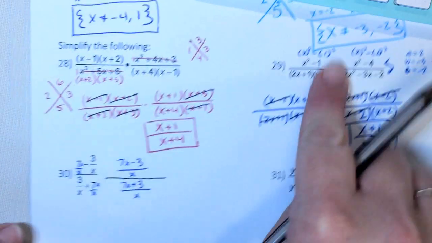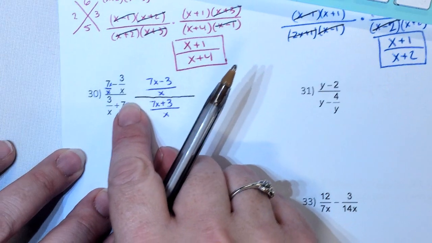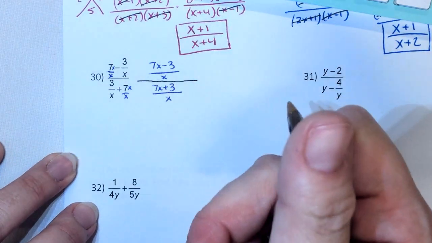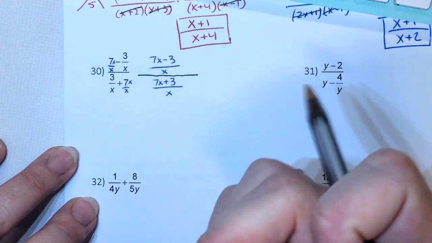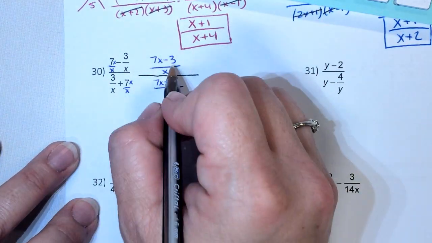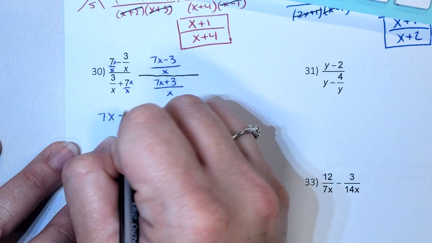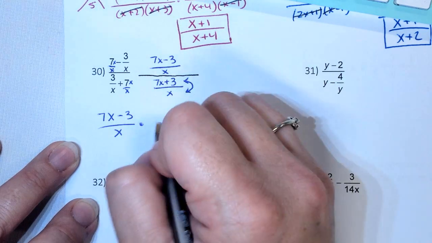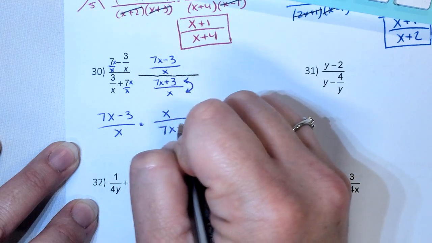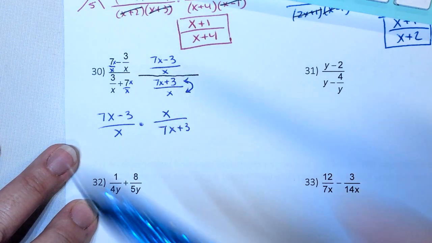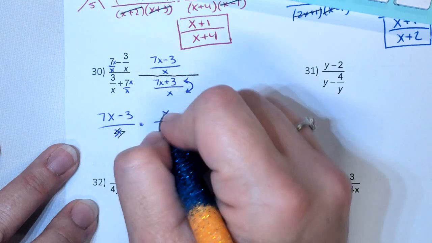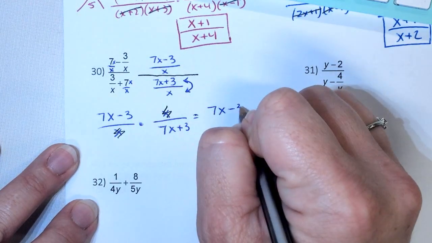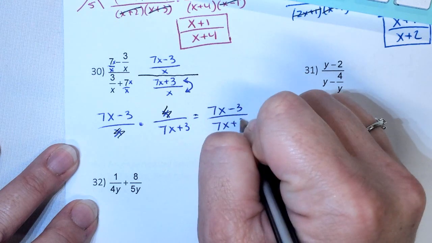Y'all, division is the same thing as a fraction. Fractions are just division. So what's the opposite of division? Multiplication by the reciprocal. We flip it, or not opposite, but it's the same thing as multiplying by the reciprocal. So we rewrite it as 7x minus 3 over x times the reciprocal. Well, the only thing that cancels, because these do not factor, are the x's. And we get 7x minus 3 over 7x plus 3.